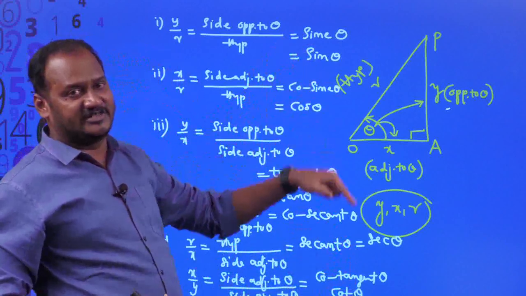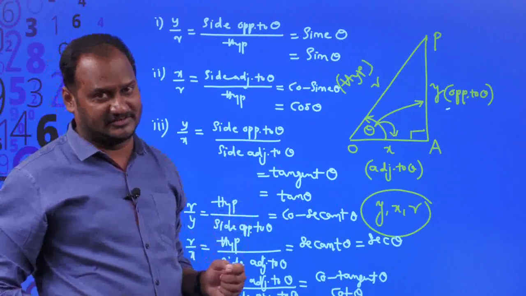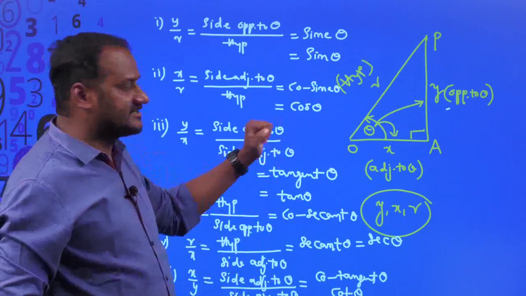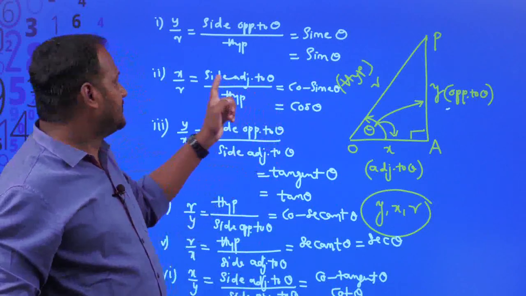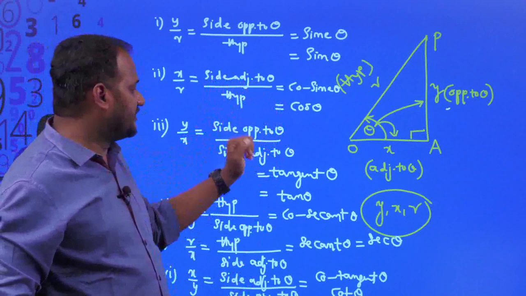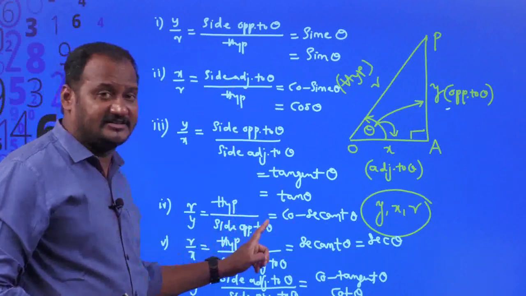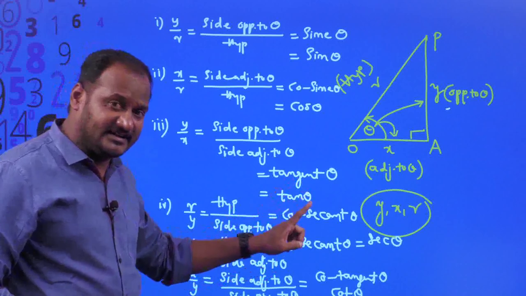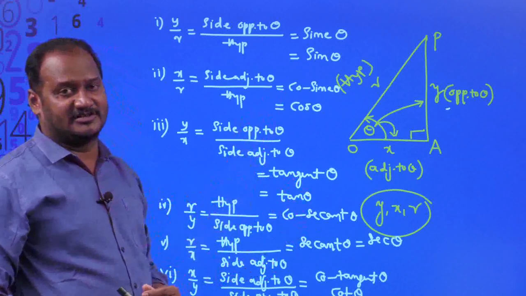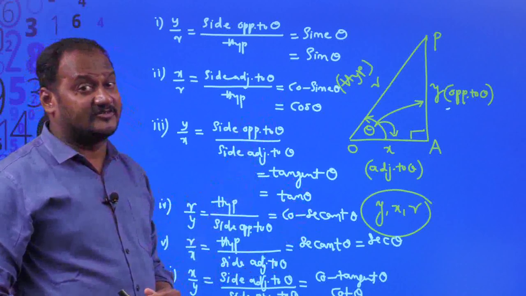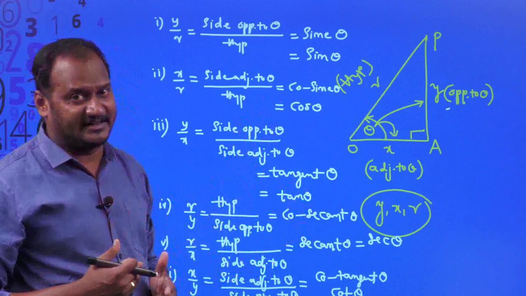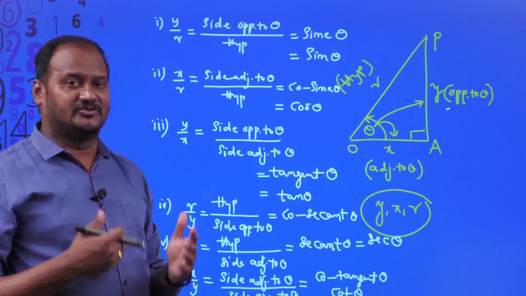So sine theta and cosecant theta, both are reciprocal ratios. Similarly, cos theta is equal to side adjacent to theta by hypotenuse, as well as secant theta is equal to hypotenuse by side adjacent to theta. So again, cos theta and secant theta, both are reciprocals.